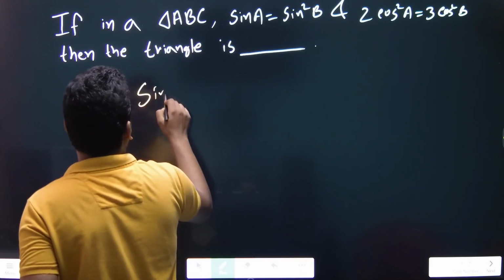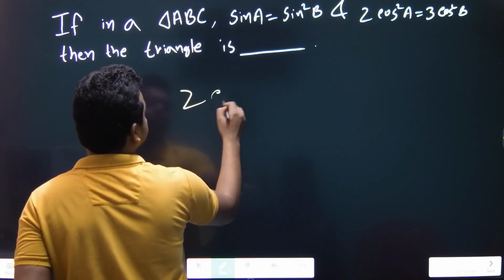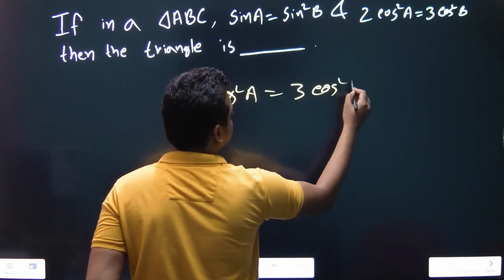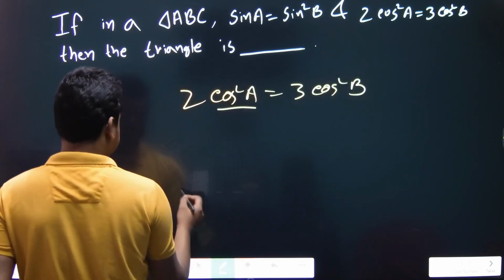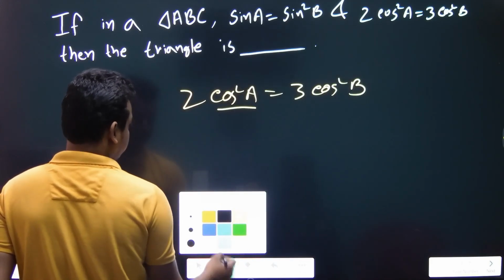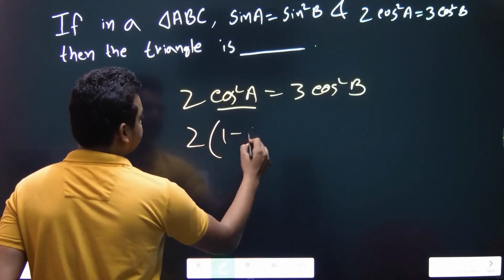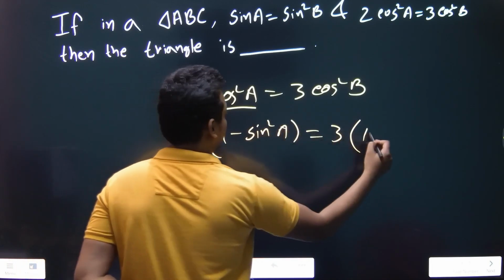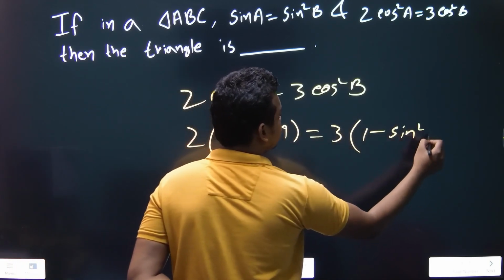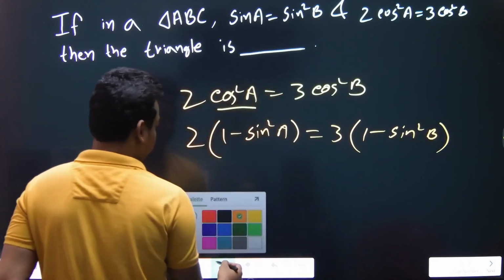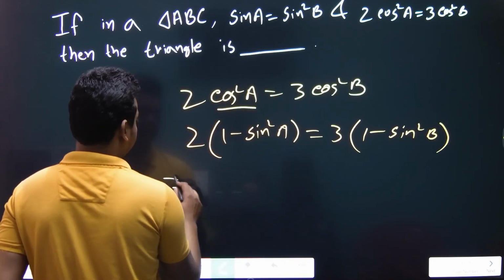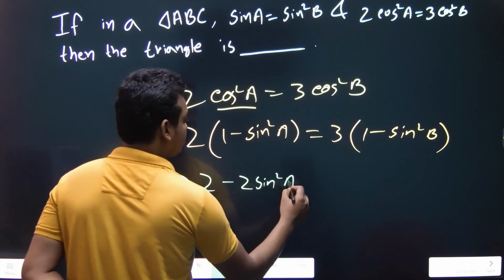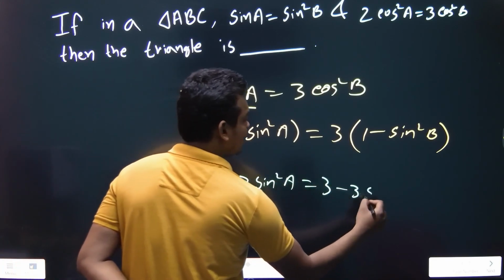Let me write 2 cos squared A is equal to 3 cos squared B. Okay, can I write cos squared like this: 2 into 1 minus sin squared A is equal to 3 into 1 minus sin squared B, right? Then I am multiplying it. If I multiply this, I will get 2 minus 2 sin squared A is equal to 3 minus 3 sin squared B, right?